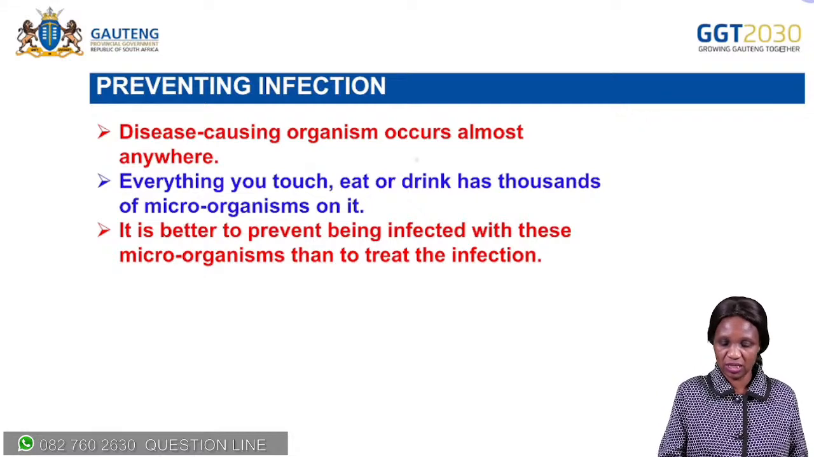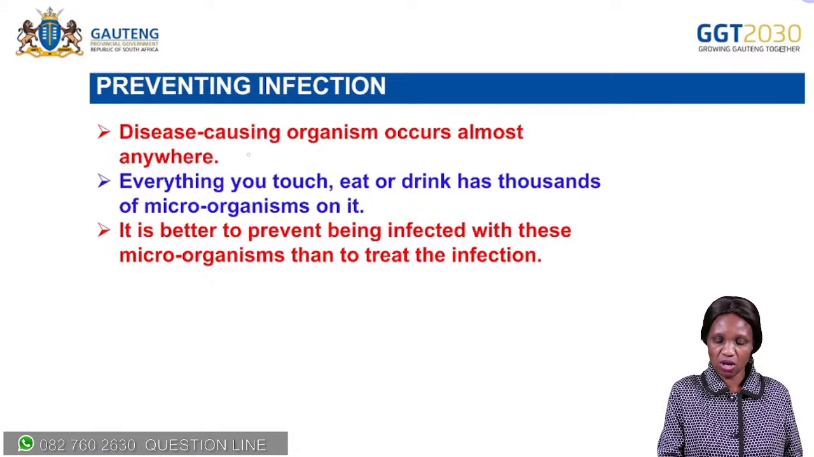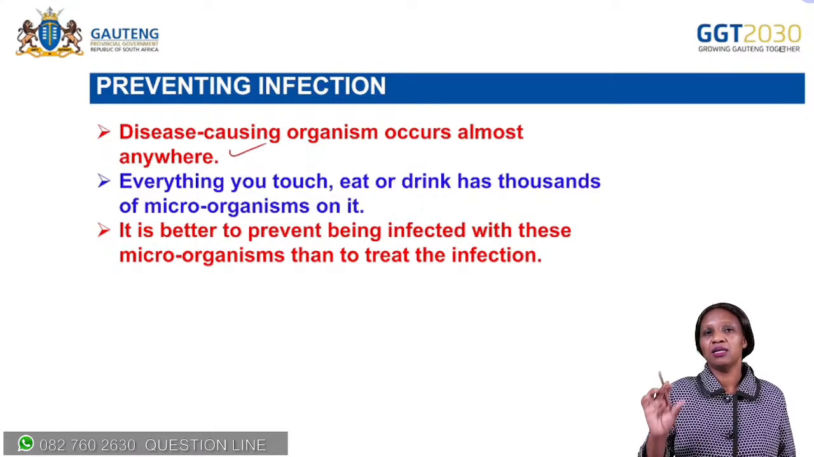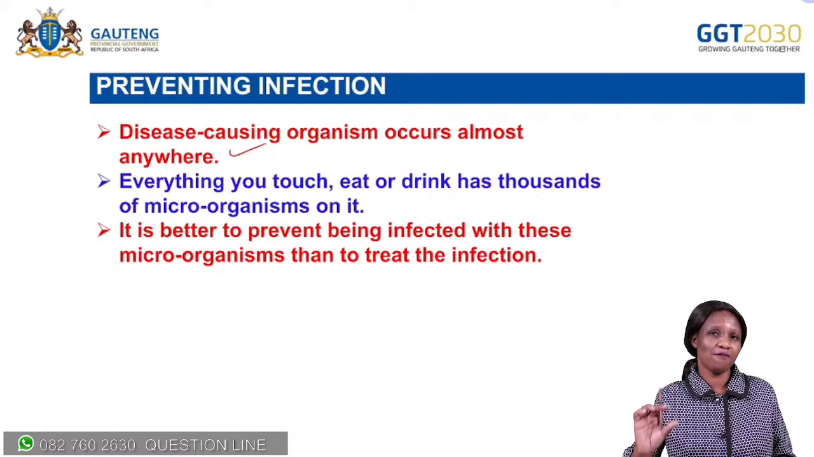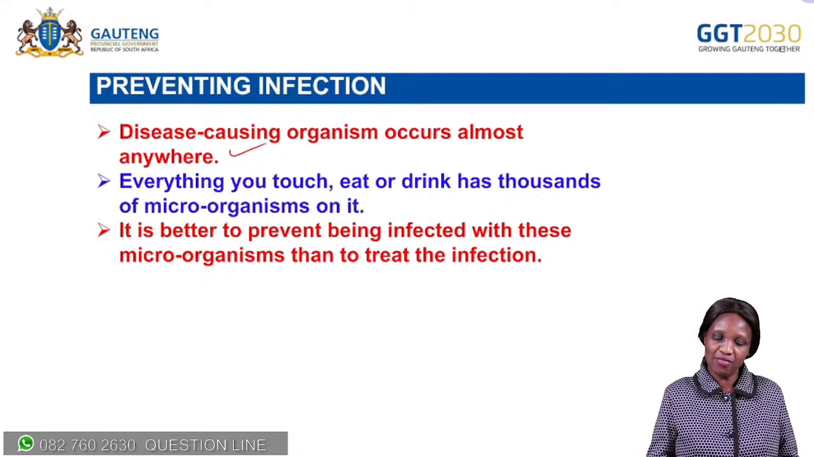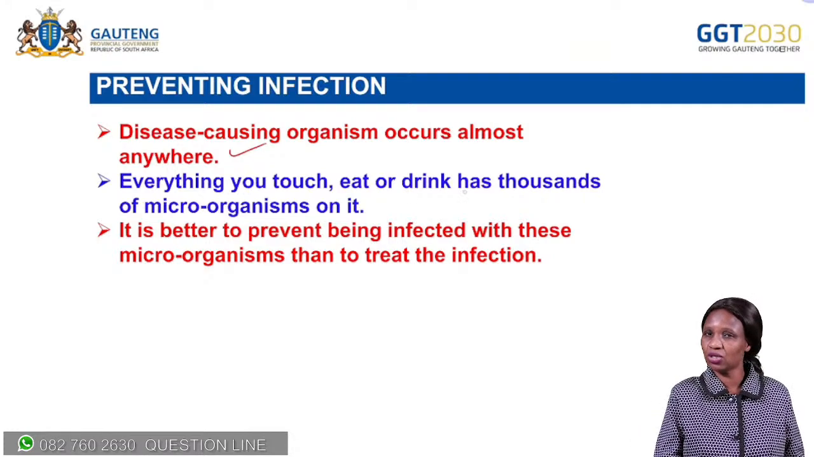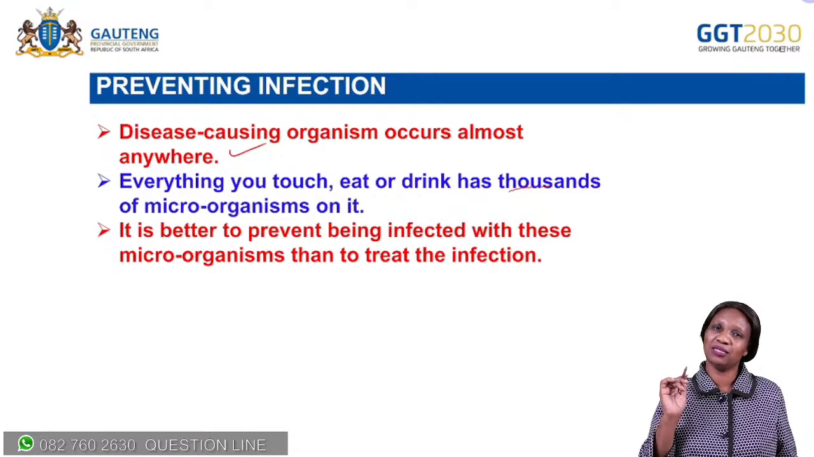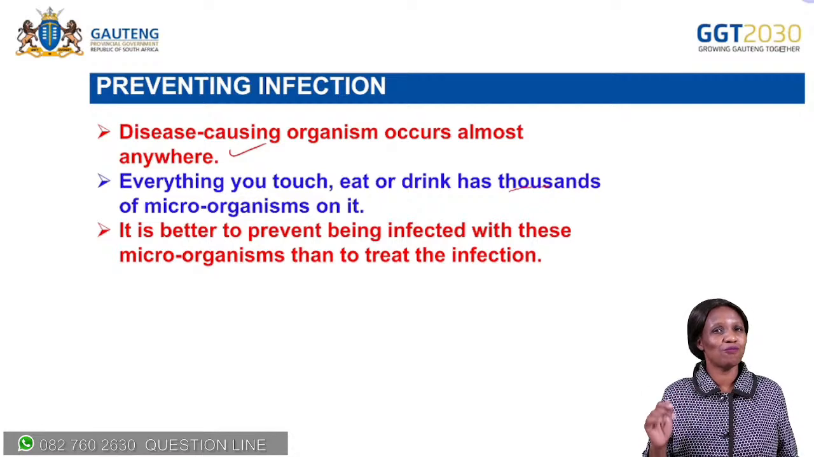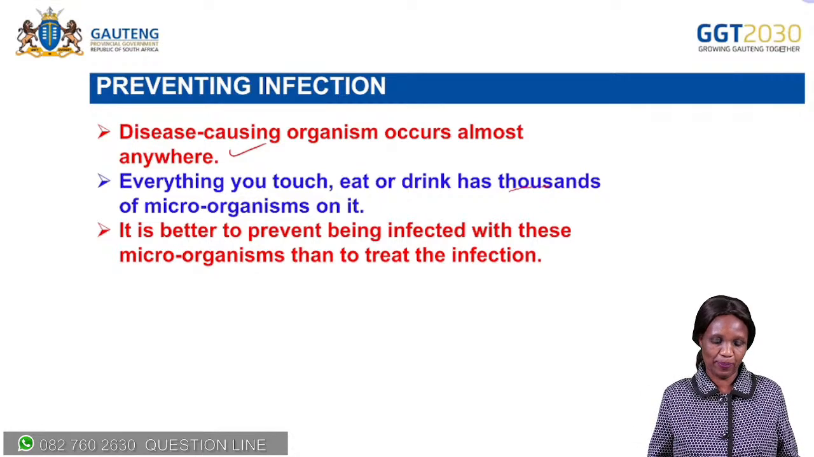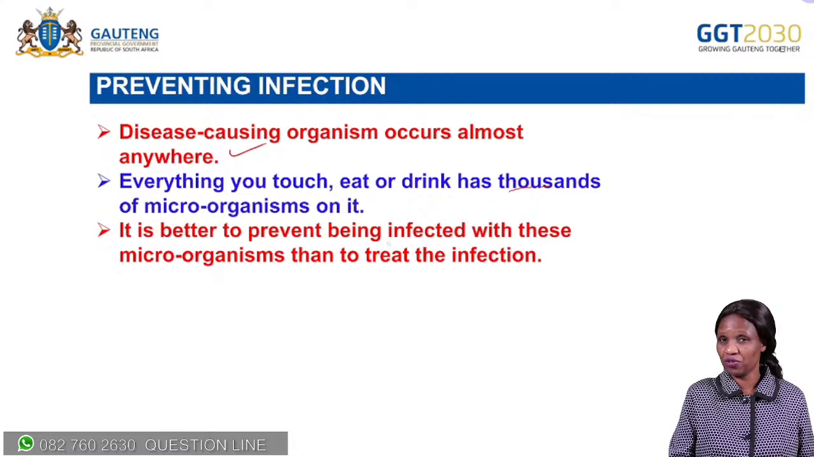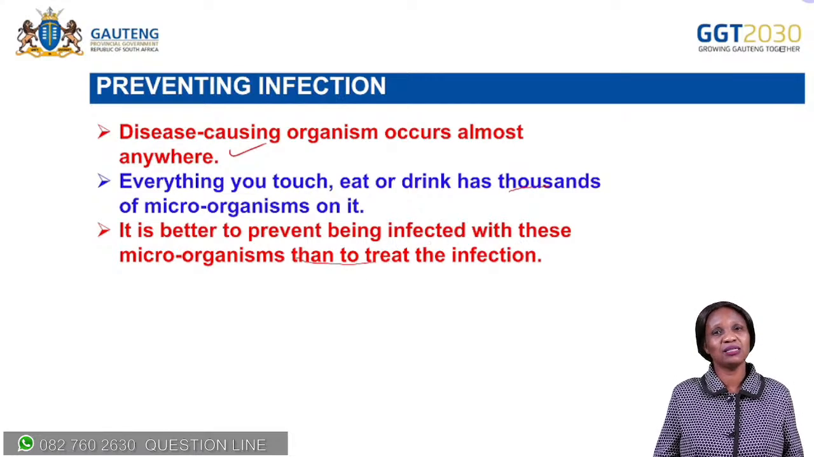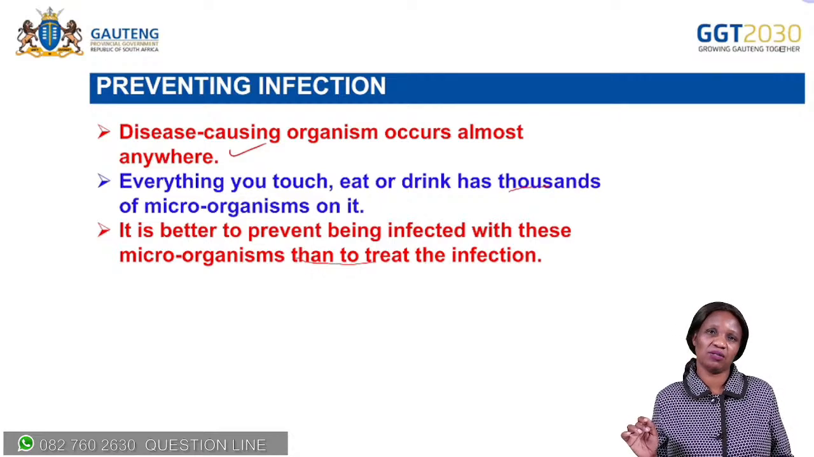And then we've got disease-causing organisms. They occur almost everywhere. Why? Because we said the microorganisms are everywhere on Earth. And then everything that you touch, eat, or even drink has thousands of microorganisms on it. There are a lot of microorganisms. Okay. And then it is better to prevent being infected with these microorganisms than to treat the infection.